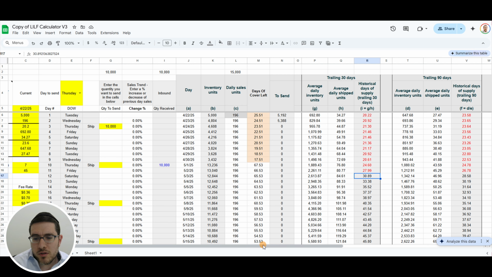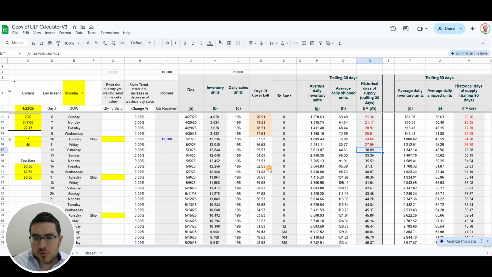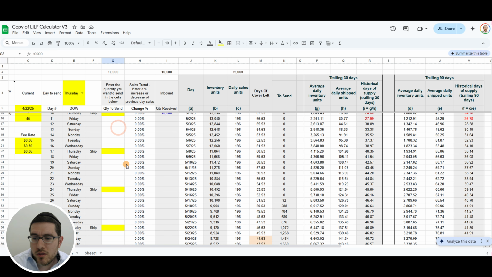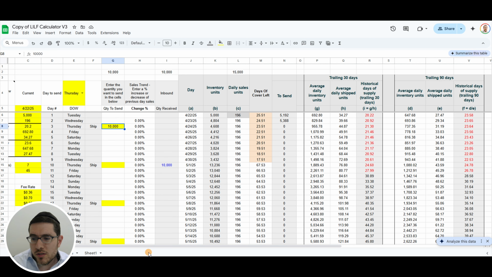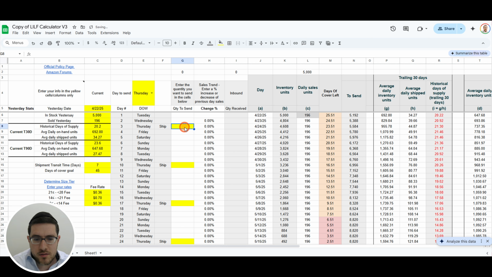However, by doing this, your days of cover will go up significantly, so you will be at 60. The risk with that is that if you miscalculate your sales numbers, so you think you're going to keep selling 196 per day, but say you start selling a lot less, then you run into the risk of paying long-term storage fees. So you want to have some sort of balance there and get into a rhythm of sending small amounts more frequently, so you're able to make changes quickly and adjust to selling more or selling less.